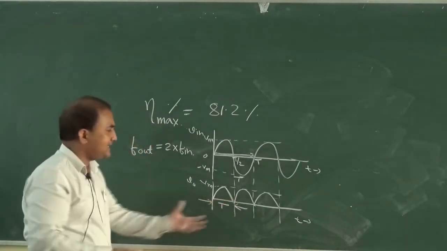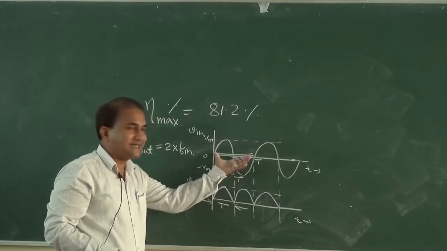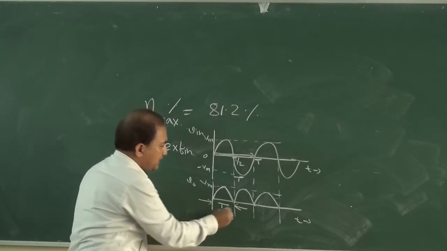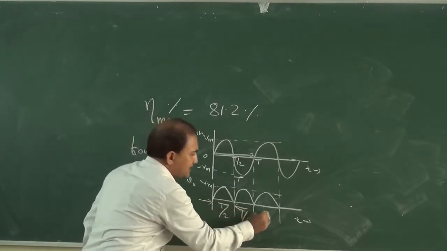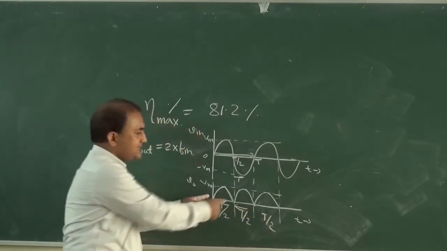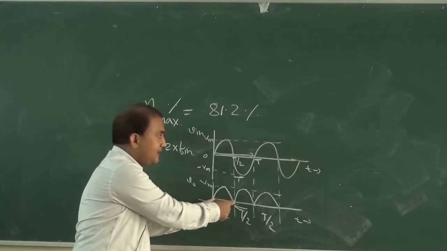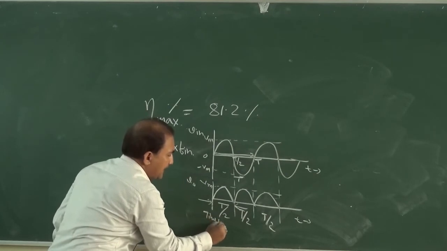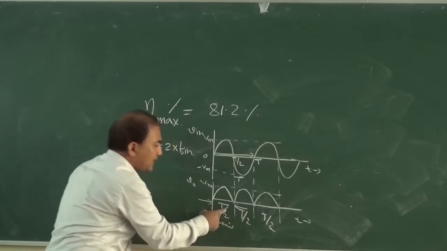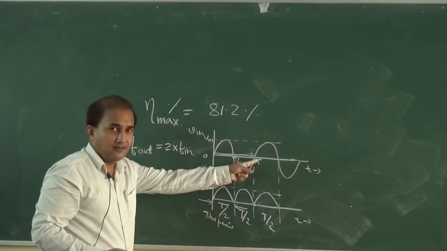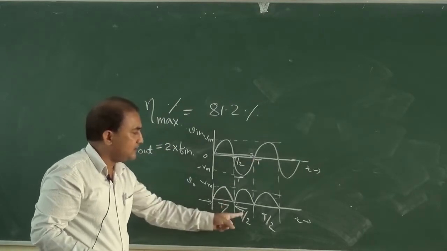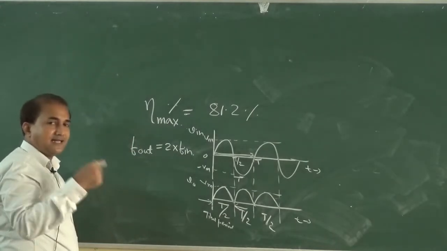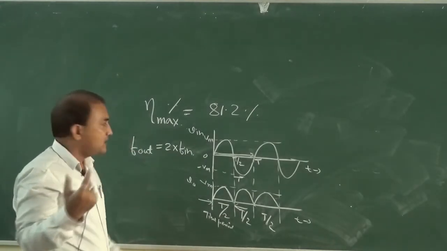Because the time period here is T by 2 and here it is T. The time period is T, and here it is T by 2, T by 2, like this. This is the complete time period. So the time period is equal to what? This is T, this T, this T. So this is T by 2, again T by 2, T by 2. So frequency is inversely proportional to time period.